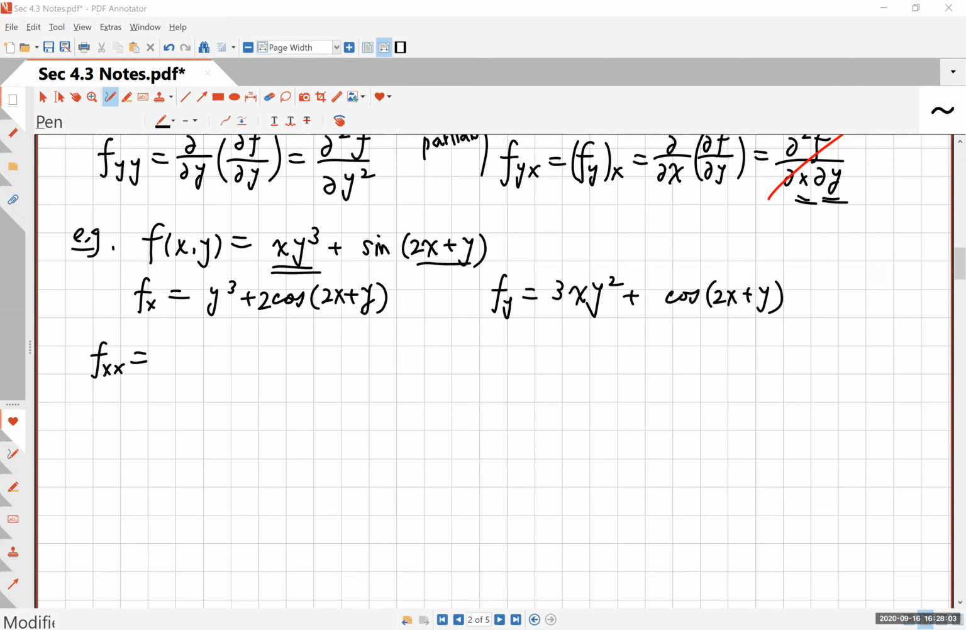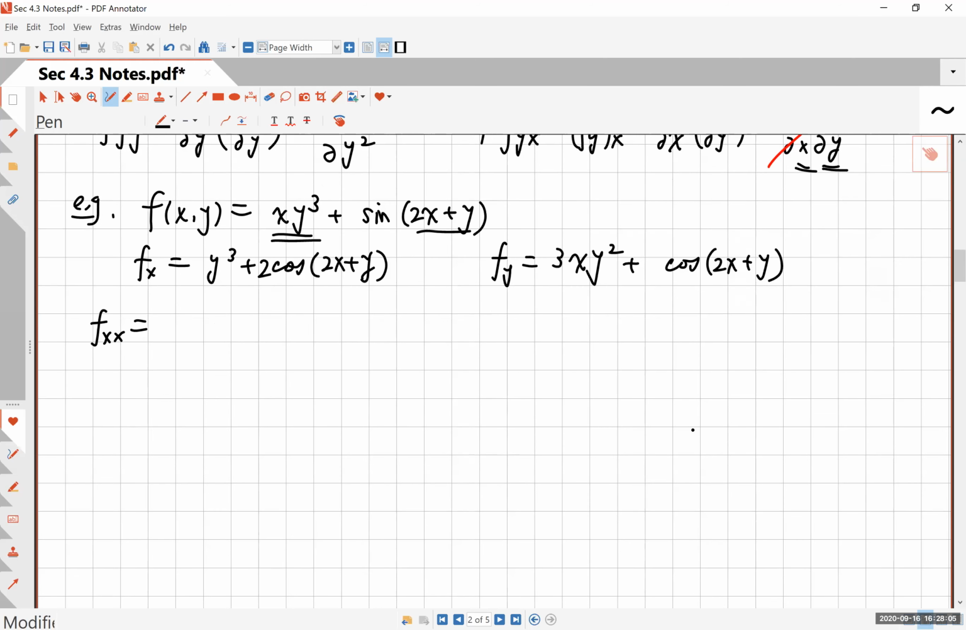You will have 4 second derivatives, right? f sub xx is the derivative of this with respect to x, okay? So now you have 2, and then of course cosine will give you negative sine of this, and then you multiply that by the derivative of the inside function with respect to x, so you have another 2. So this is negative 4 sine of 2x plus y, and y cubed just completely disappears. I hope you know that.